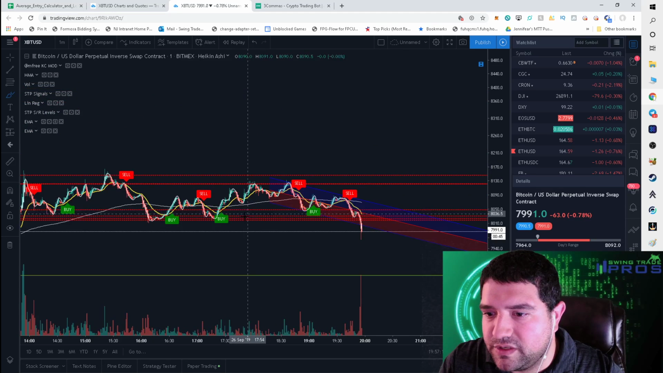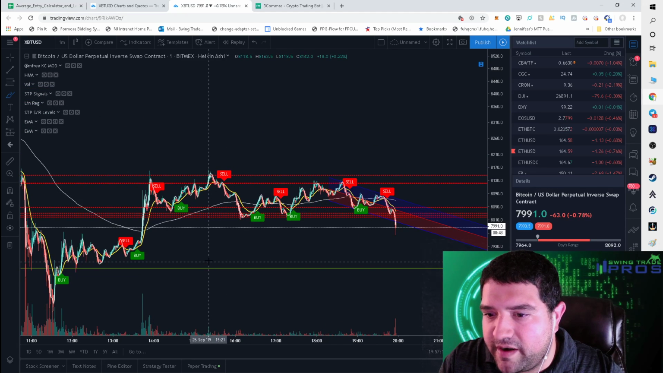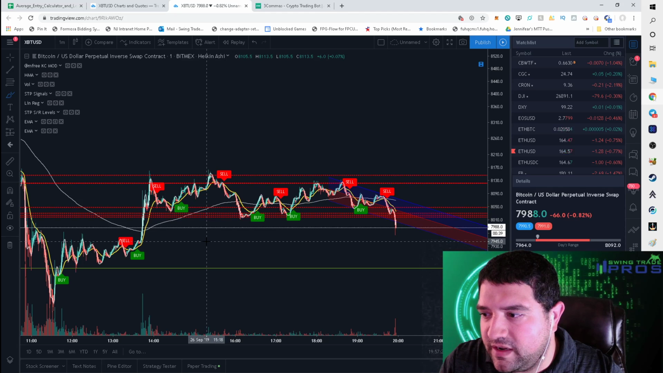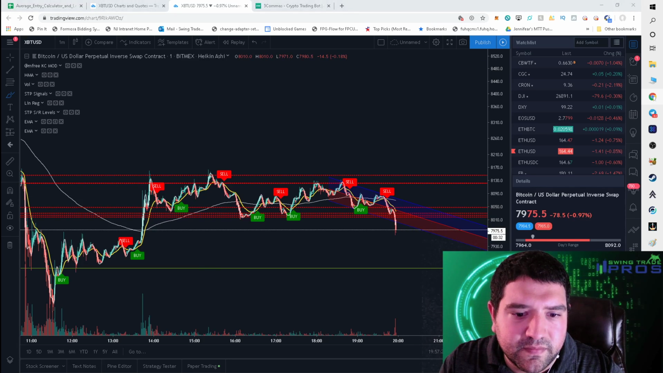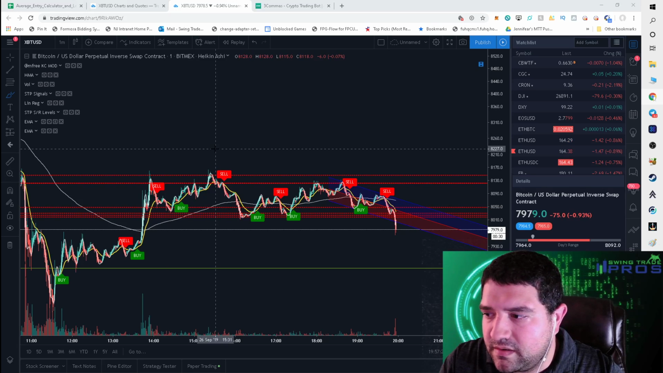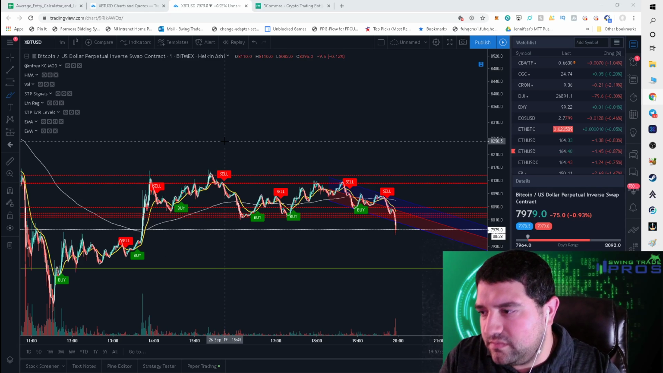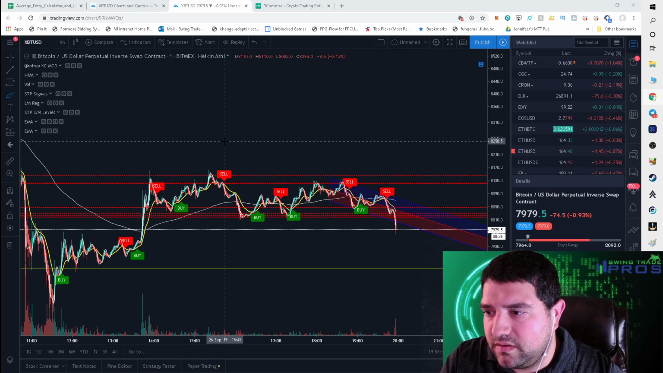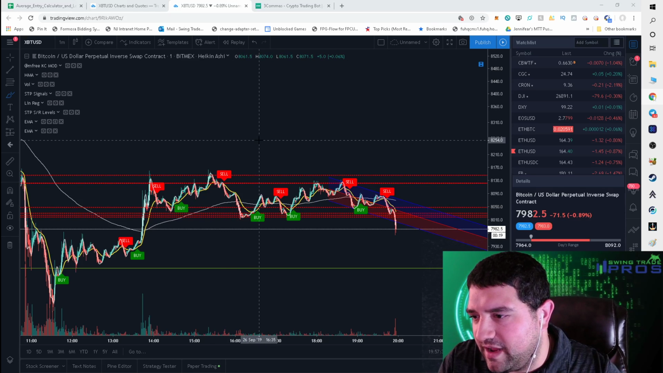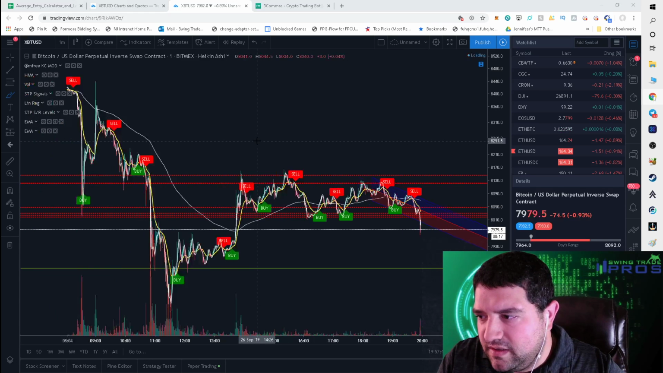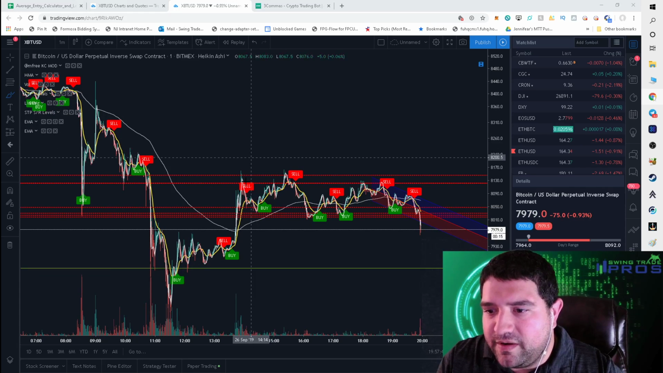Oh, we just broke all those supports. See, guys. So our next real area of support is this 79.45 area. We're gonna watch some of the action here. We got some sell action coming in right now.